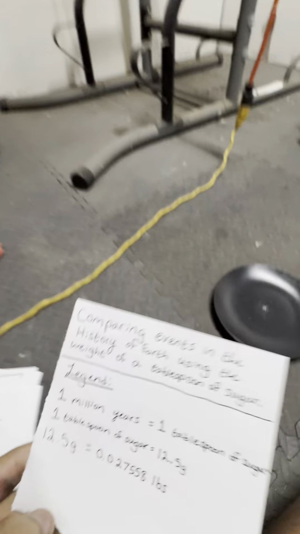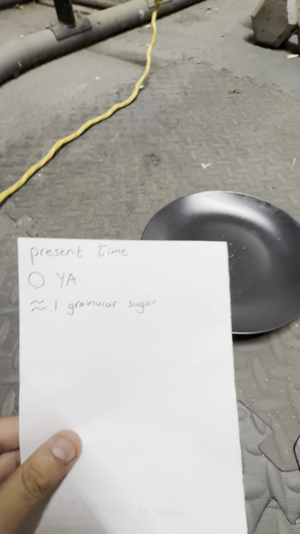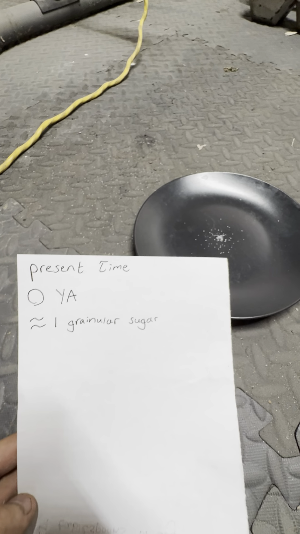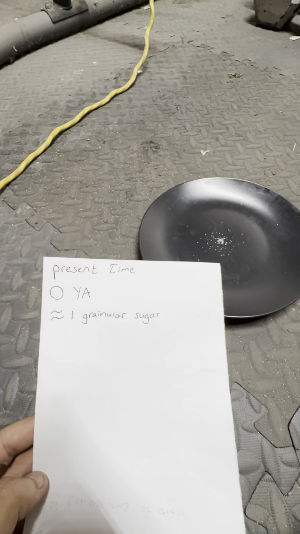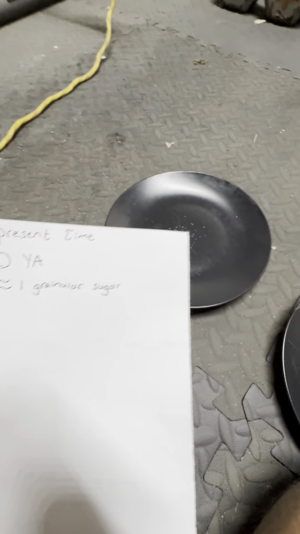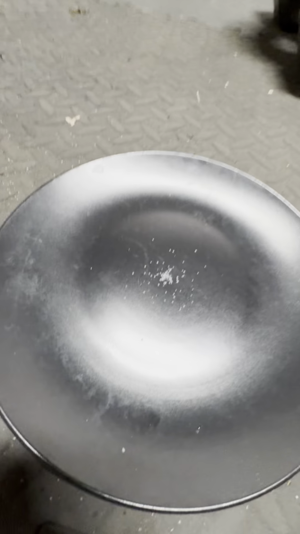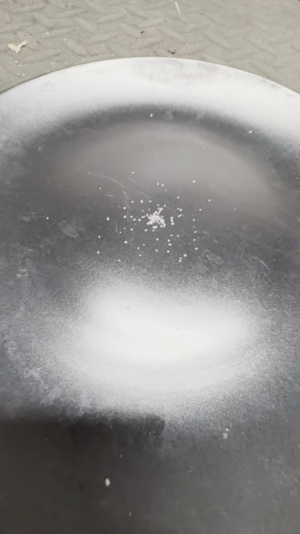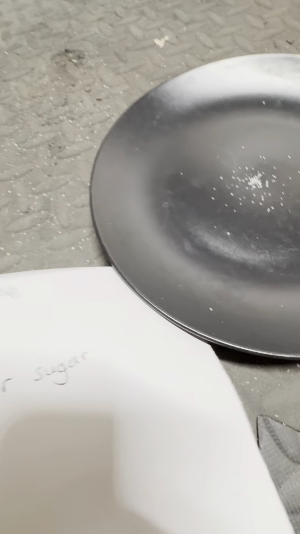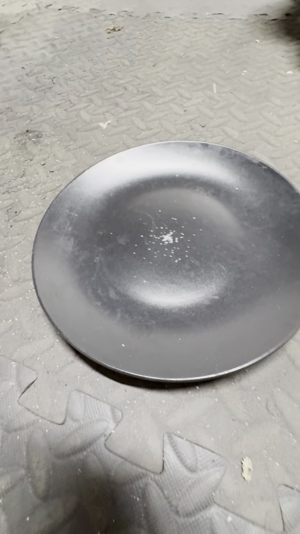Now let's get started. So for starters, present time. 0 years ago, approximately equal to 1 granular sugar. Now for demonstration purposes, I put multiple grains of sugar just so that you could at least see it. But as you can imagine, a single piece of those sugars would represent current time.